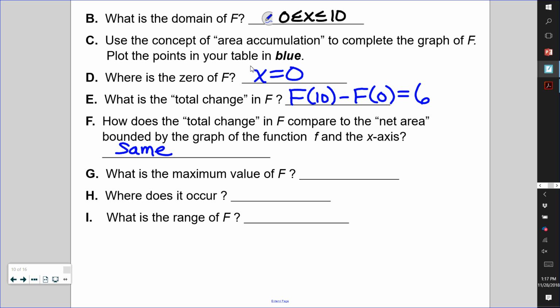What is the maximum value of f? What was the highest? 12. Where does it occur? X equals 6.